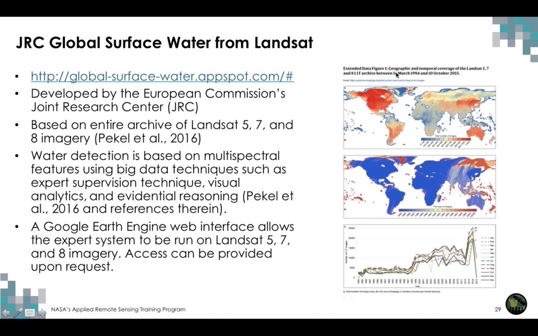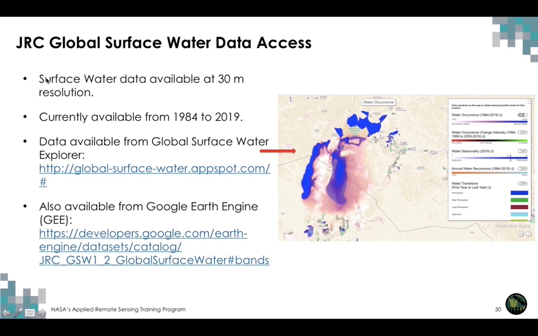And here it just shows the geographical and temporal coverage of the Landsat 5, 7, and 8 archive between 1984 and 2015. So as you can see, there is global coverage at 30 meter resolution, and surface water data are available currently from 1984 to 2019. And there is a dedicated website, Global Surface Water Explorer, that provides not only annual water information, but seasonal information too.